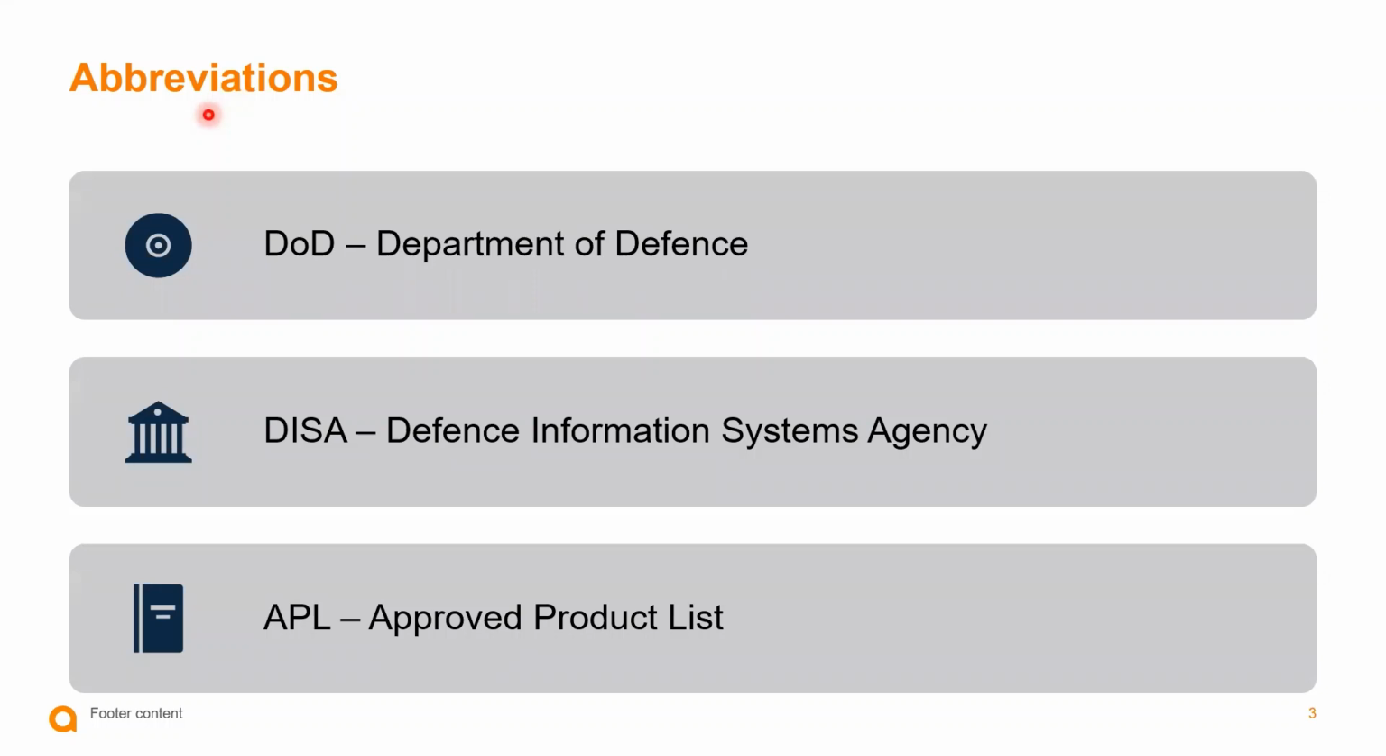Let's see the abbreviations used in this session. First comes DOD, Department of Defense. Next is DISA, Defense Information System Agency. Next is APL, Approved Product List.